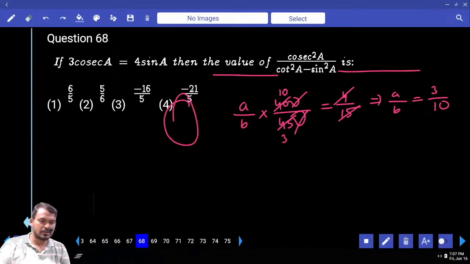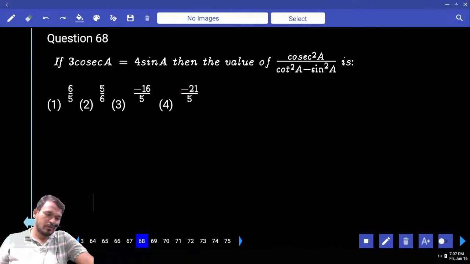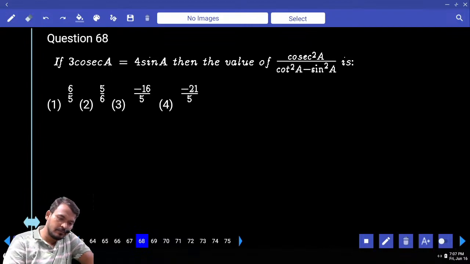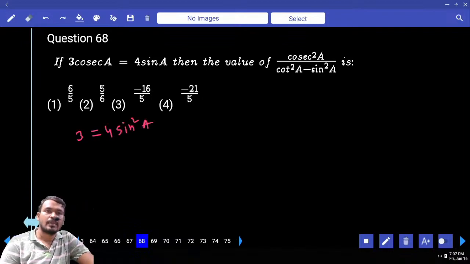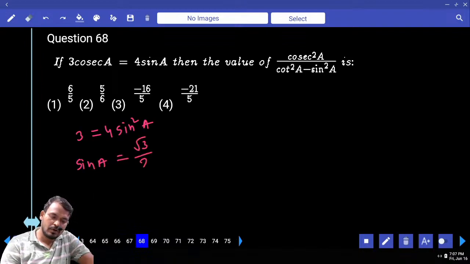Next question number 68. 3 cosecant A is equal to which one? 4 sin A. Cosecant A means 1 by sin A, so that is 3 by sin A. Okay, this one we write 3 equal to 4 into sin square A. Then sin A equal to how much? Root 3 by 2, or not?